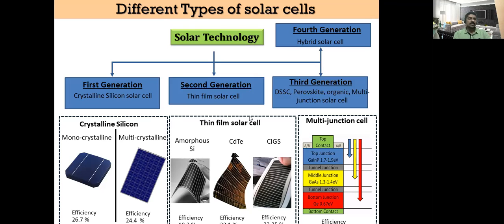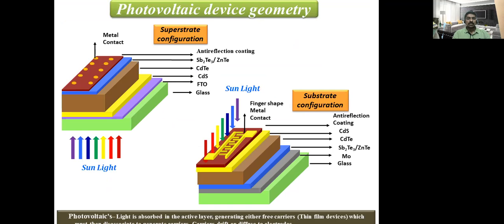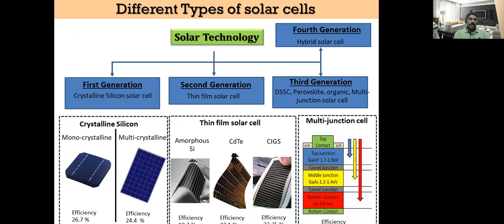So these are the different types of solar cells. The first generation solar cell consists of monocrystalline and multicrystalline silicon material. The second generation solar cell consists of amorphous silicon, CdTe and CIGS solar cells. Out of these, I am interested in the CdTe solar cell, and its highest efficiency reported till now is 22.1%. The third generation consists of multi-junction solar cells. Its reported efficiency is 38.8%, and the fourth generation consists of hybrid solar cells.